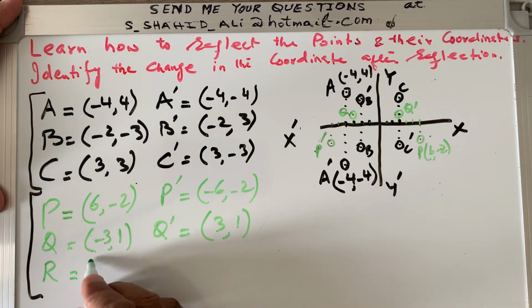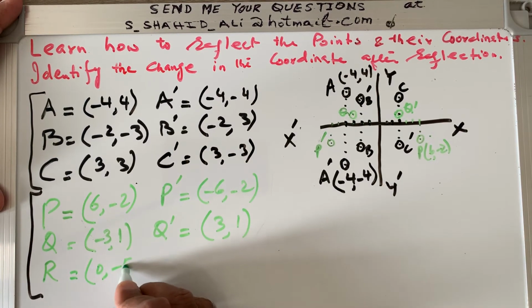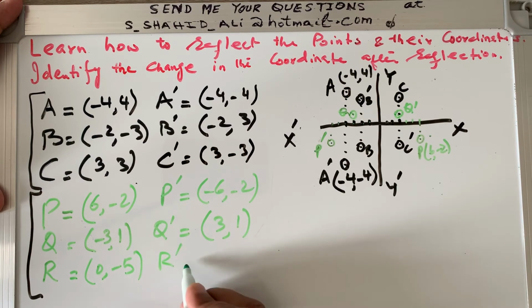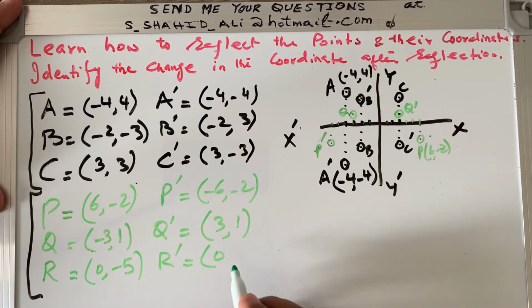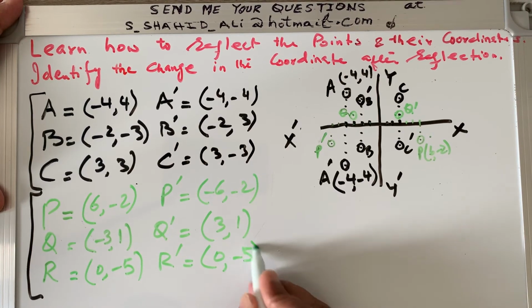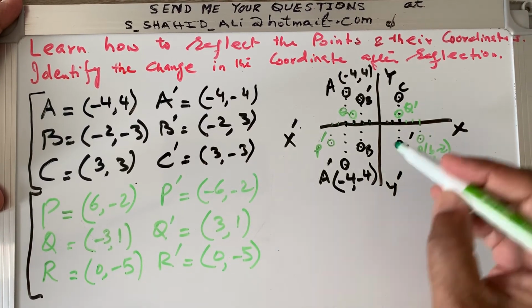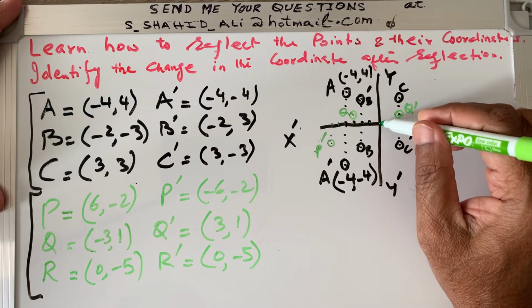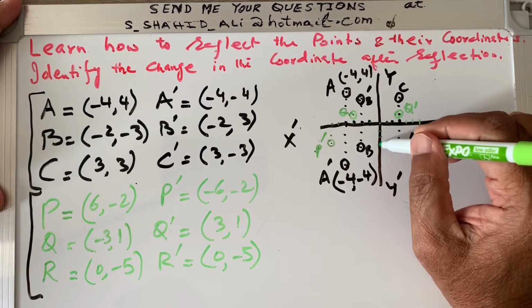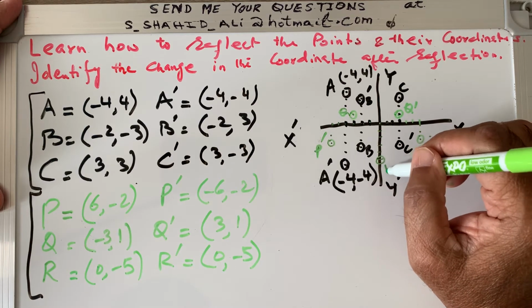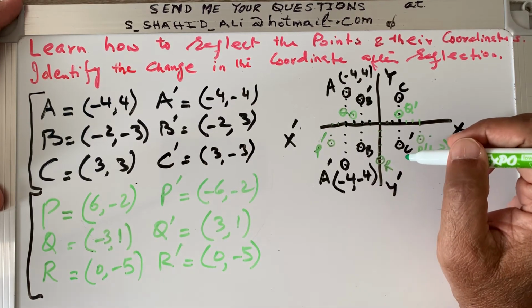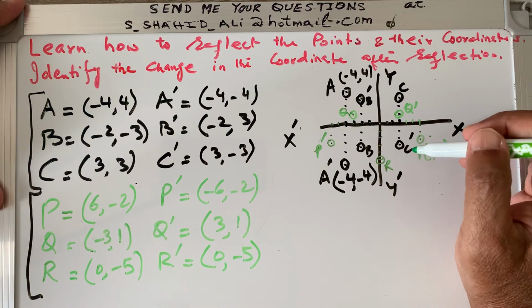Let me take another point, maybe 0, minus 5, and my R dash will be, the reflection will be 0 and minus 5. So where could it be? 0 and minus 5. 0 is here, minus 5 is 1, 2, 3, 4, 5. So this is my point R, and now I have to take the reflection in the y-axis.